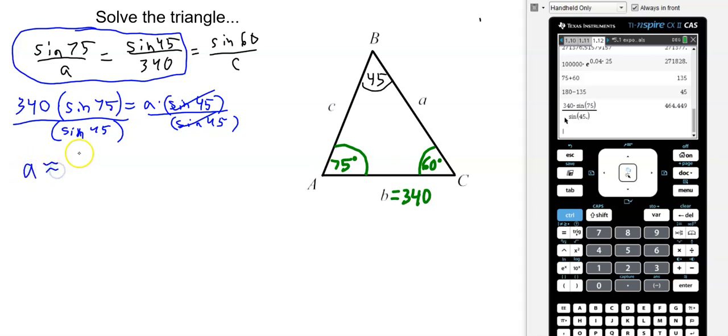So A is approximately equal to 464.449. If I mouse up, I'll actually see more decimals. 4486 actually would be a better number there. Okay. So we have our 464. And just make sure that makes sense. That does make sense. It looks like it might be a longer side than the other one. That's definitely possible.